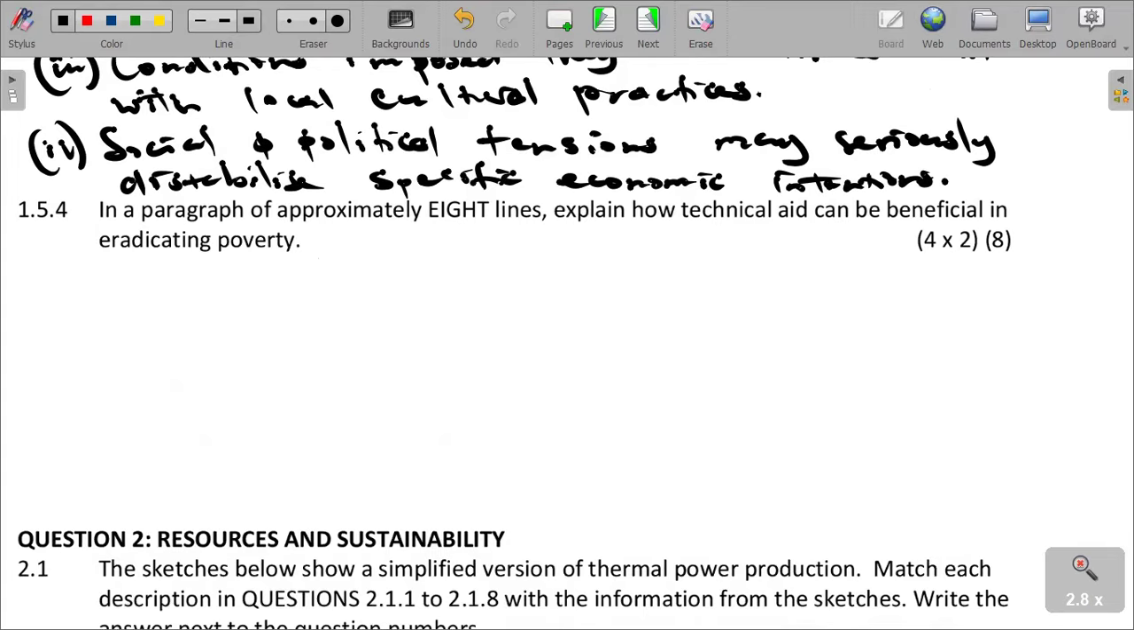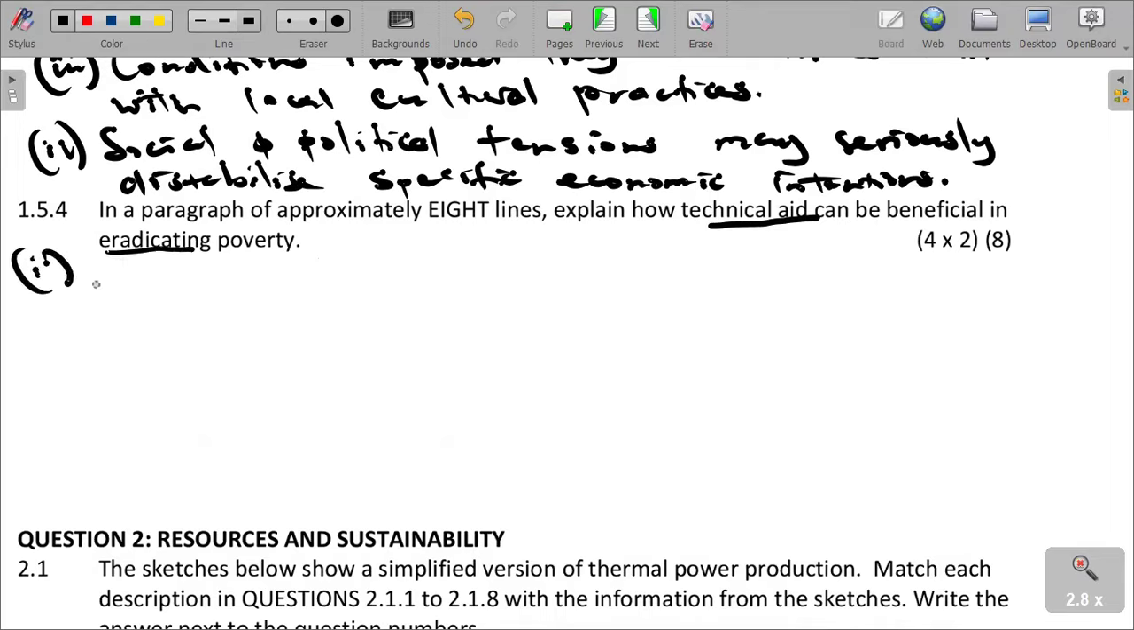In a paragraph of 8 lines, explain how technical aid can be beneficial in eradicating poverty. So in this case, we want to list points that can explain how technical aid can benefit eradicating or reducing poverty.